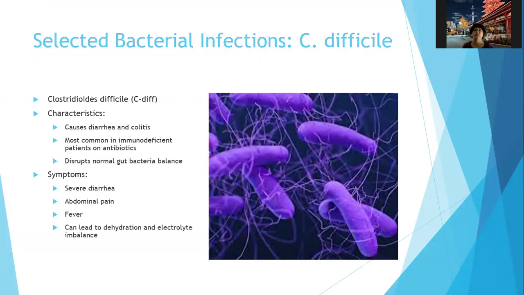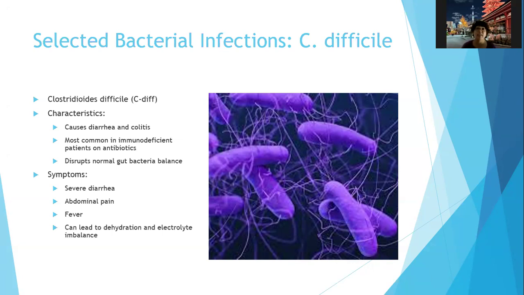So, C. difficile, or C. diff, is one that you commonly see in a hospital or inpatient setting. It causes diarrhea and colitis. It's mostly seen in immunodeficient or immunosuppressed patients on antibiotics. So it disrupts your normal gut bacteria balance and it causes severe diarrhea, abdominal pain, fever, and it can lead to dehydration and electrolyte imbalance. And electrolyte imbalances can kill you.